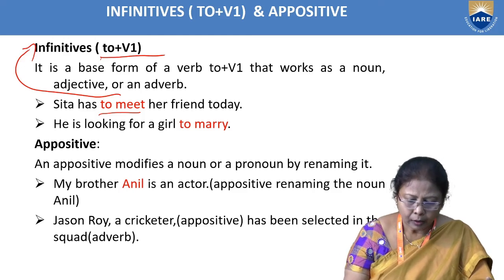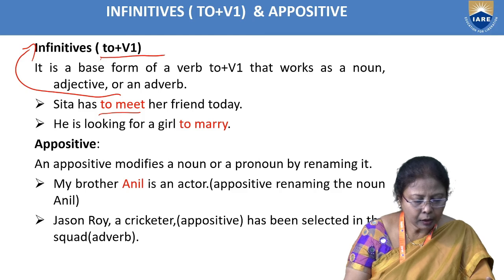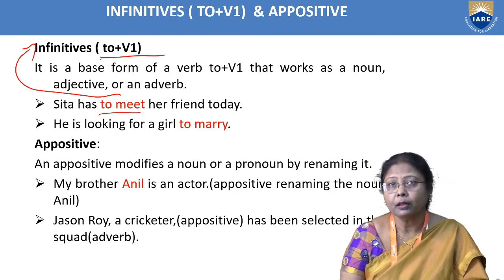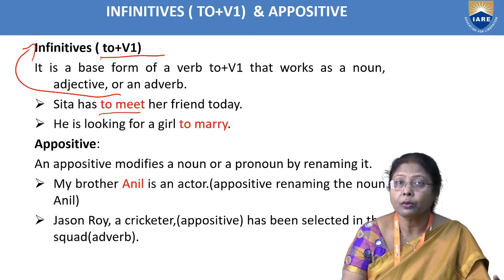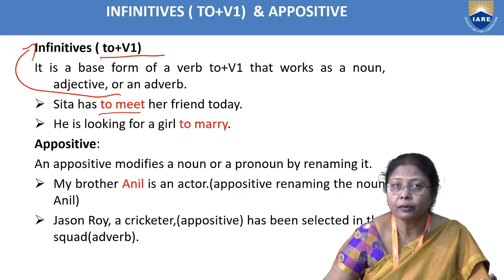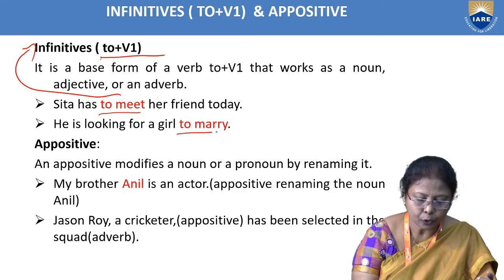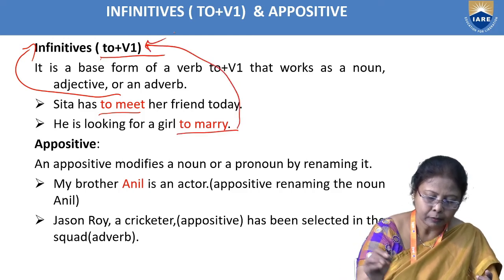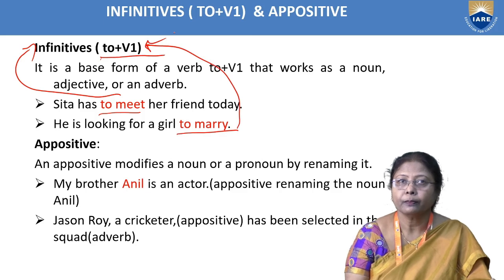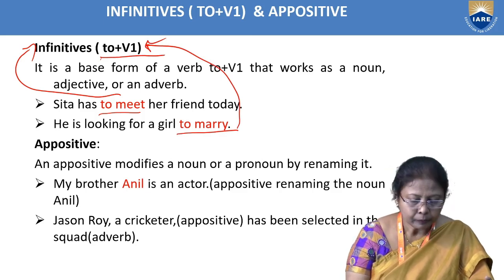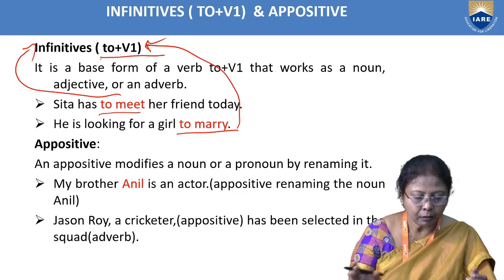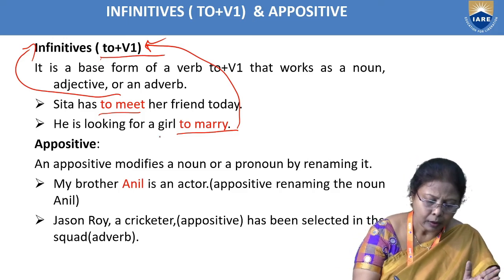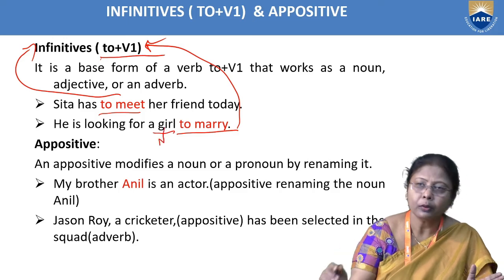The next one is, he is looking for a girl to marry. Why is he looking for a girl? To marry. To marry is again the to plus V1 form. It acts as a noun here, after the noun girl. So girl acts as a noun here.